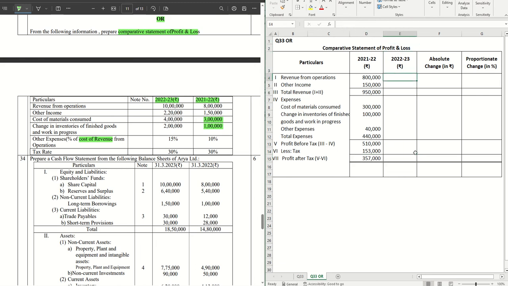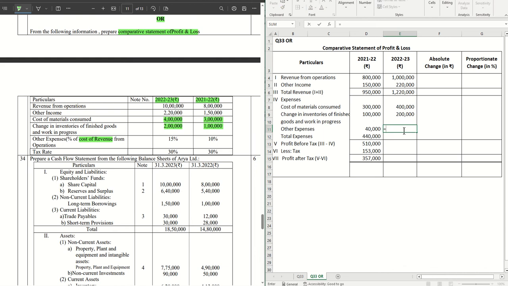Let's move on to the current year that we have, 22-23. Again, let's start with the revenue from operations. So 10 lakhs is the revenue from operations. Other income, we have 2 lakh 20,000. Total income in that case becomes 12 lakh 20,000. Okay. We have cost of materials consumed given as 4 lakhs, and we have changes in inventory given as 2 lakhs. All right. And we have the other expenses as 15% of the cost of revenue from operations. That means 15% of 6 lakhs, 4 lakh plus 2 lakh.